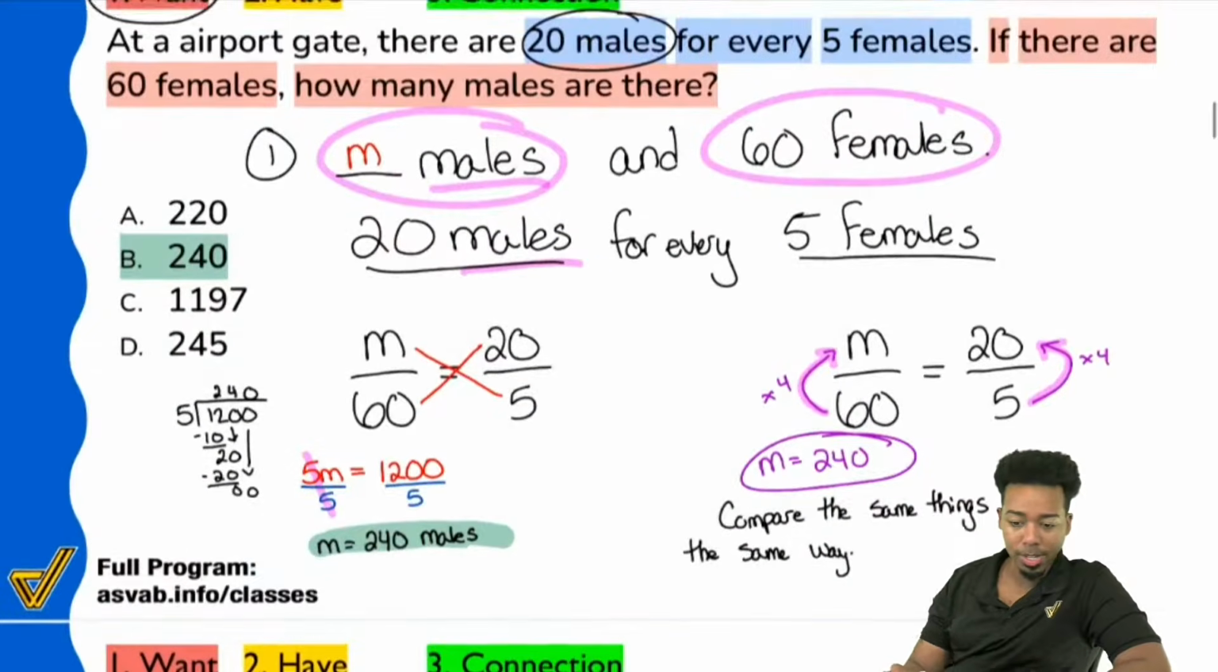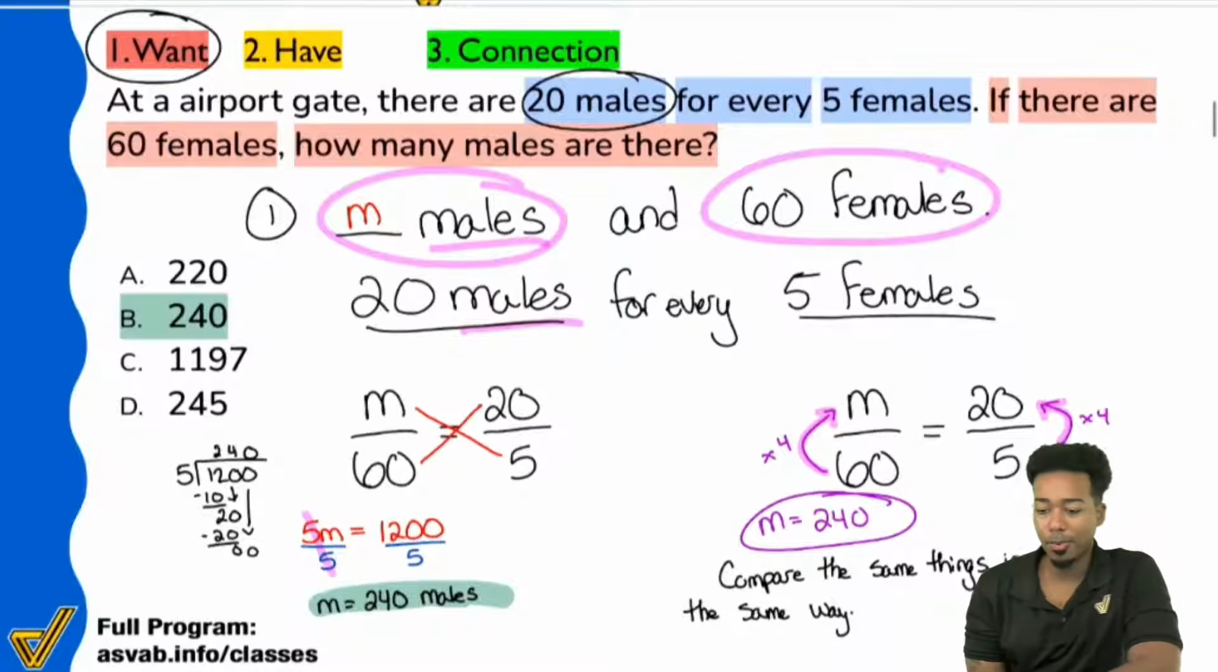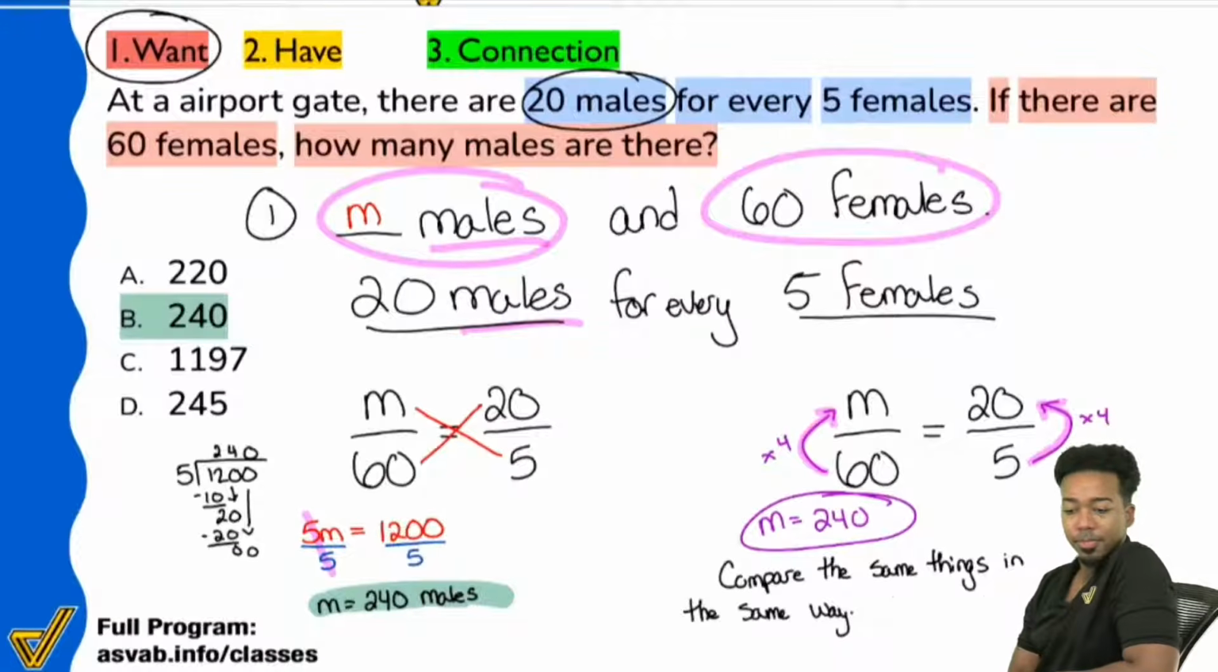Let me go ahead and get myself a little out of the picture. Right over there. Take your picture.